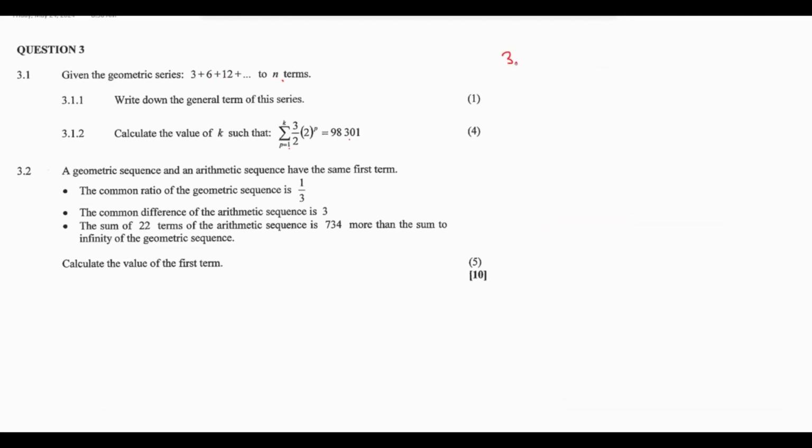Let's do 3.2. A geometric sequence. In an arithmetic sequence, you have the same first term. So we have our a, which is the same for the geometric sequence and the arithmetic sequence. The common ratio of the geometric sequence is 1/3, so r is equal to 1/3, right? And then the common difference of the arithmetic sequence is 3. So d is equal to 3.